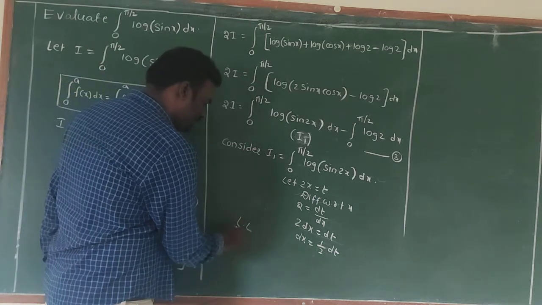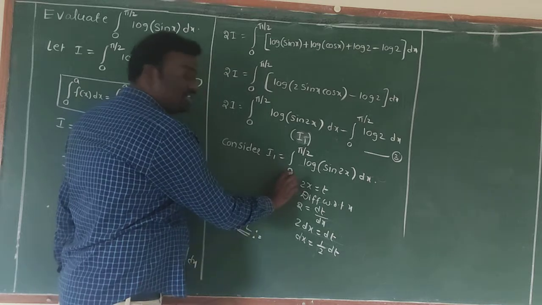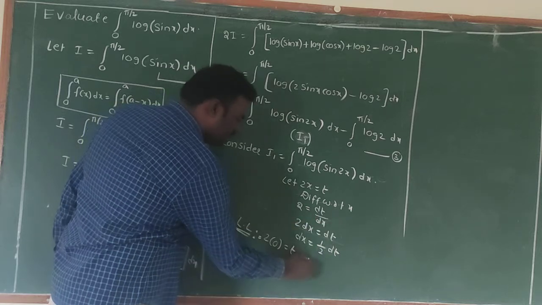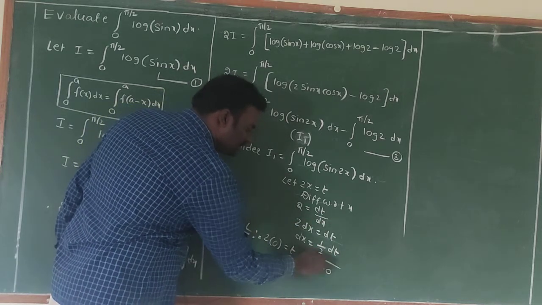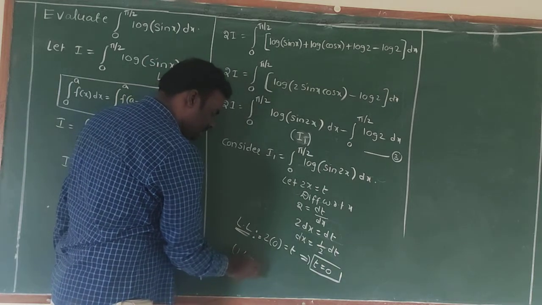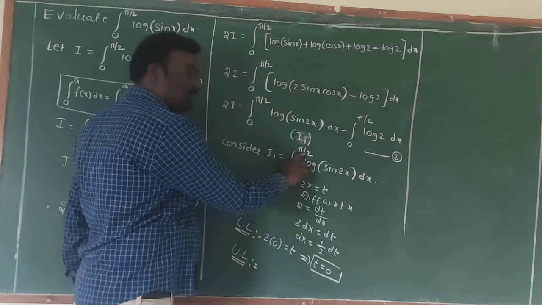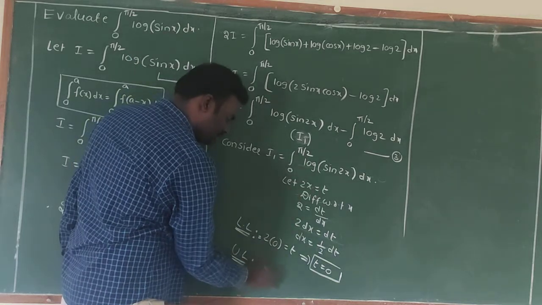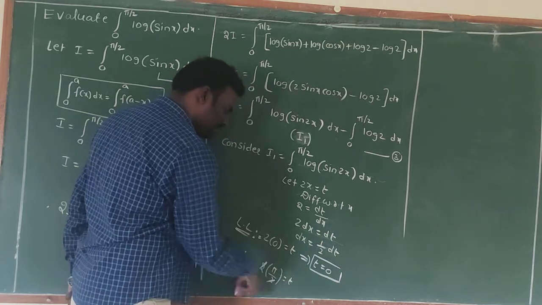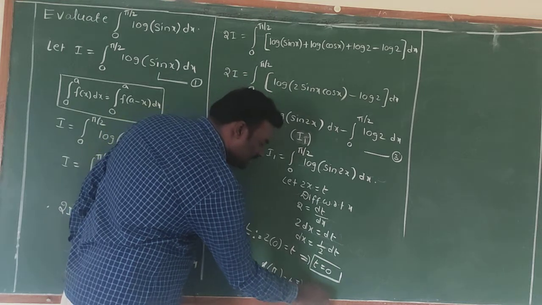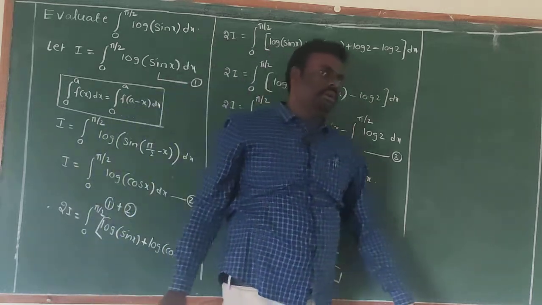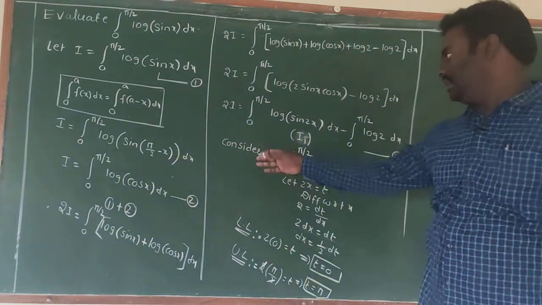First I am changing the lower limit. What is the lower limit? 0. Substitute in place of x: 2 into 0 is equal to t, that implies t is 0. This is the lower limit. Next, similarly we need to change the upper limit. What is the upper limit? Pi by 2. Substitute in place of x: 2 into pi by 2 is equal to t. Now the 2 gets cancelled, so t is equal to pi. This is the upper limit.